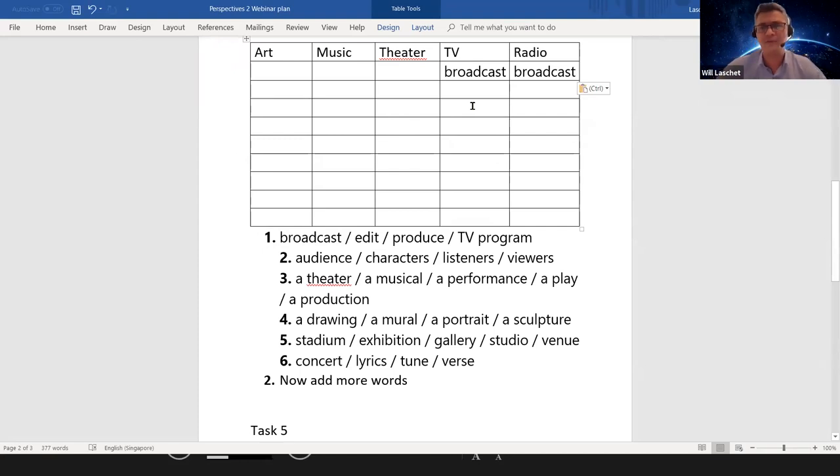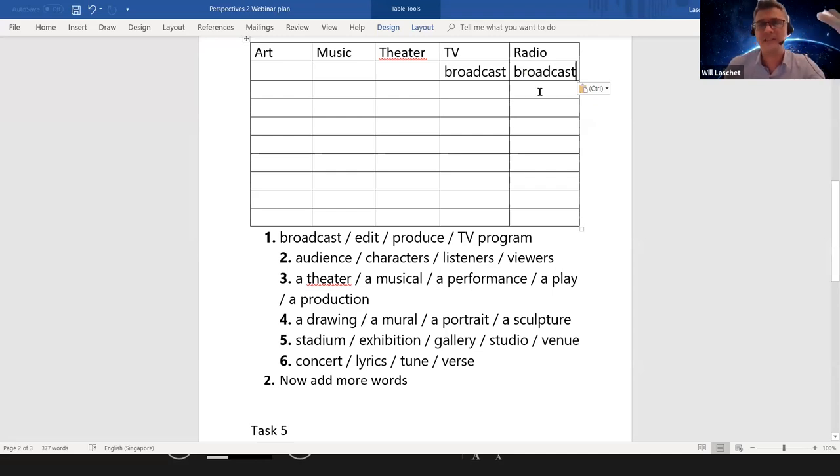Now, this might be confusing for some people because when we broadcast on TV, we can broadcast anything. So we can broadcast music or radio. Let's say we broadcast music on the radio. But that doesn't mean that we use broadcast in that context to talk about music. We don't. We use broadcast in the context of the radio. So although we can say we're broadcasting music, it's the medium that we're really interested in here. And that is why broadcast matches with radio.